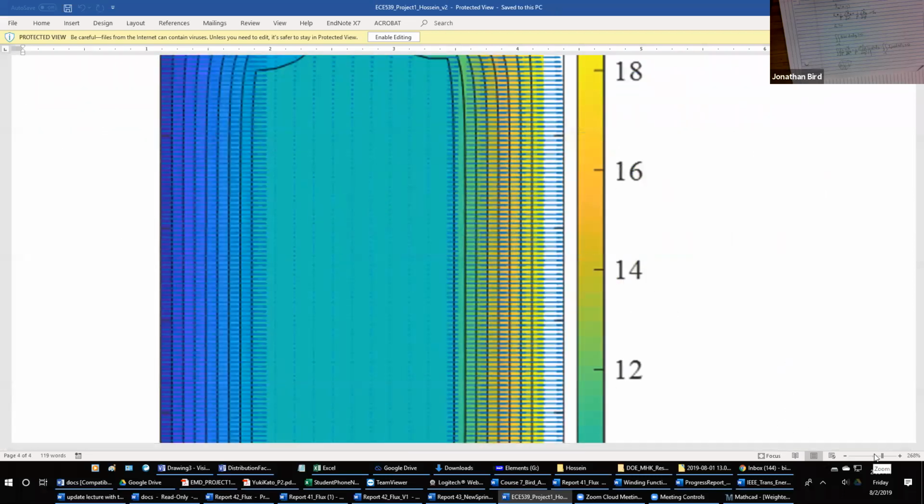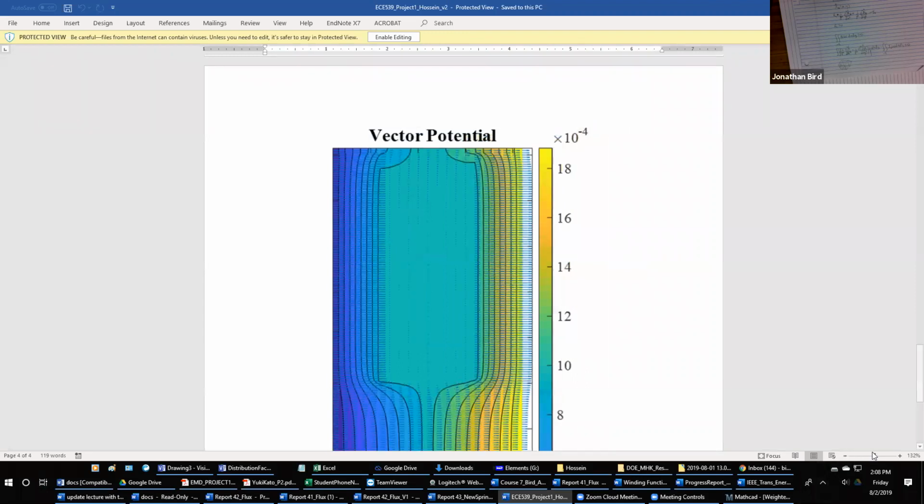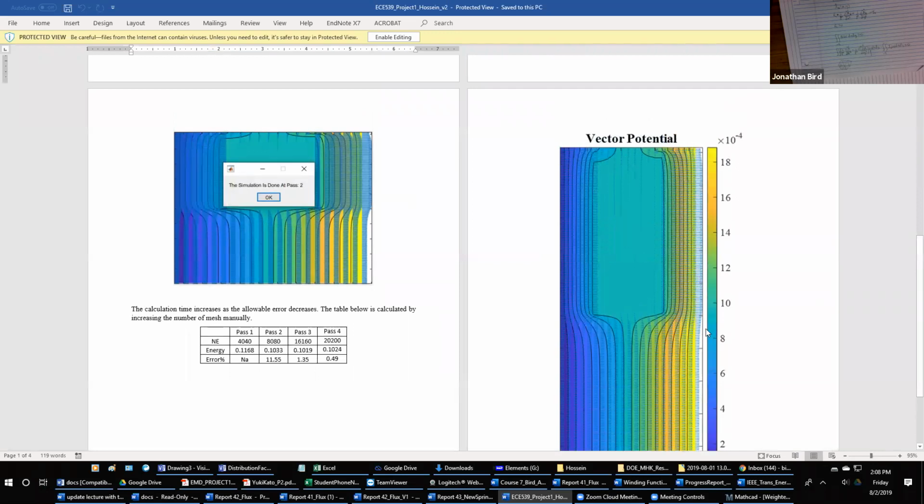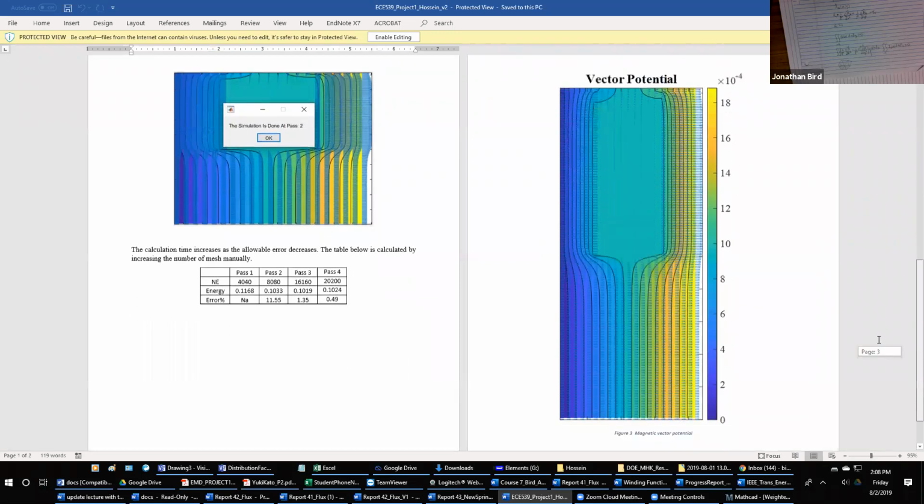This shows you the vector potential lines for the solution, and you can see that the field wants to go around and stay in the magnetic region because it doesn't want to go in the air gap, and so the field flows down. And so then if you increase the number of elements, you can calculate the energy in the air region.